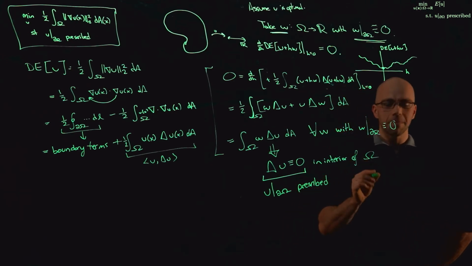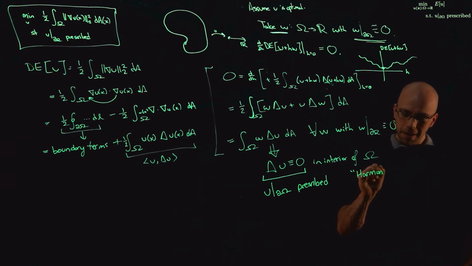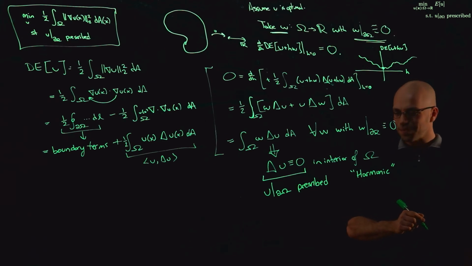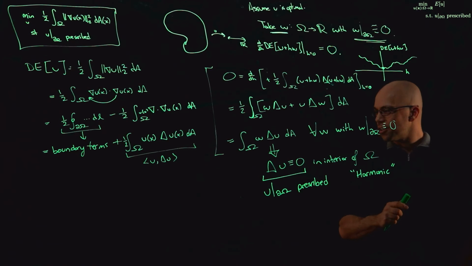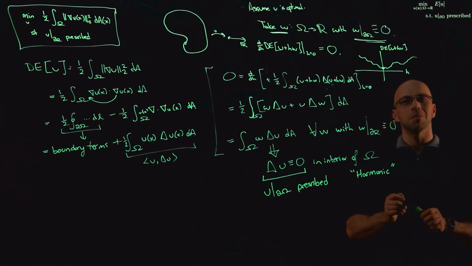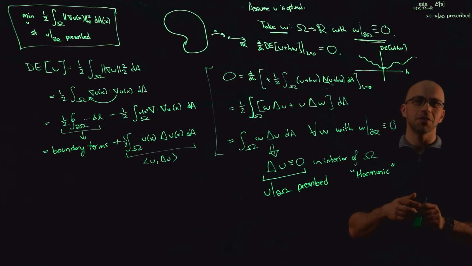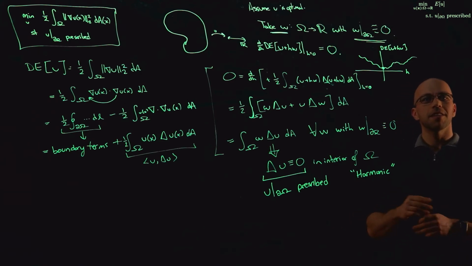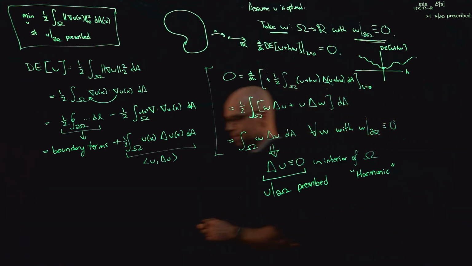This has a name. This is called a harmonic function. A lot of kind of audio terms show up in this literature here. So a harmonic function satisfies this condition that it has 0 Laplacian. And we'll see that there are a lot of really nice geometric conditions that are associated to harmonic functions. So let's pause for a moment and erase, and then we'll continue here.